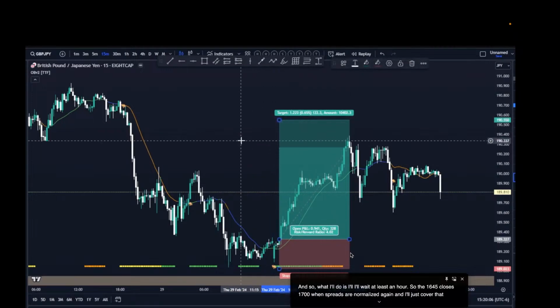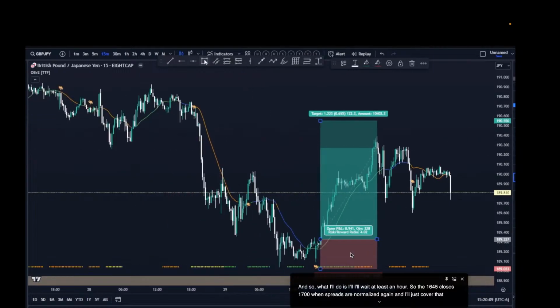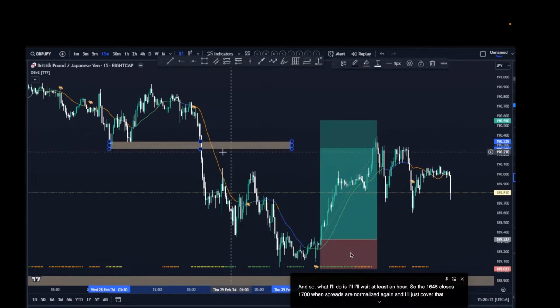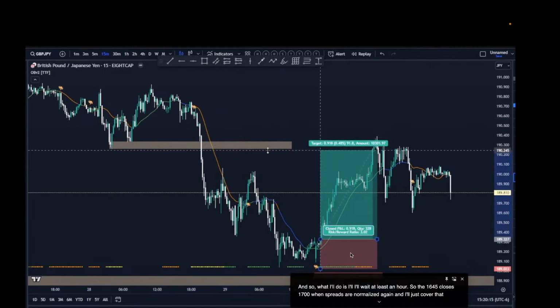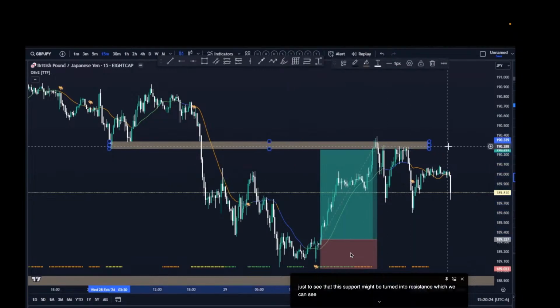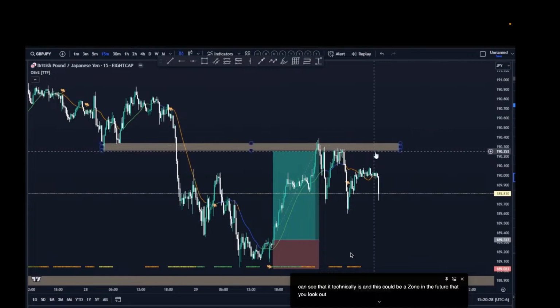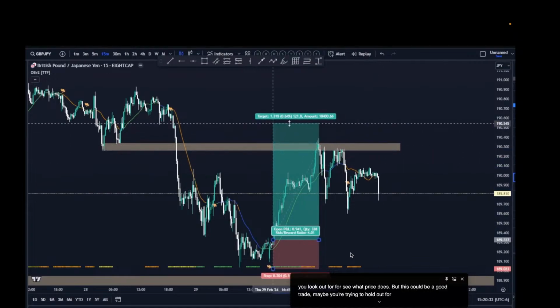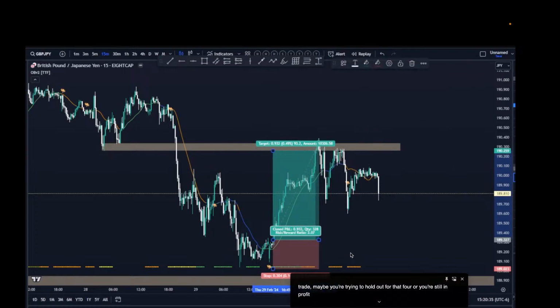But if you don't like holding trades for that long, what I said before is you look at previous lows to this drop, which was here. This is a nice fair value gap as well to take, so maybe go slightly under it just to see that this support might be turned into resistance, which we can see that it technically is. And this could be a zone in the future that you look out for, to see what price does. But this could be a good trade. Maybe you're trying to hold out for that 4R. You're still in profit. You're just holding on to that trade.